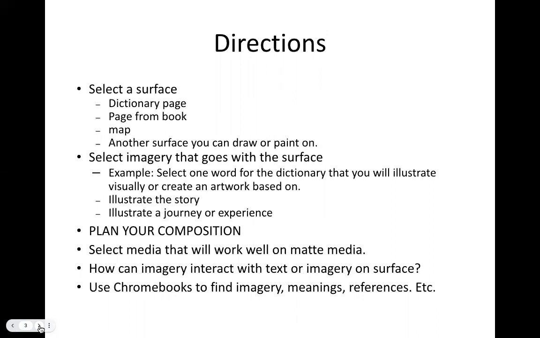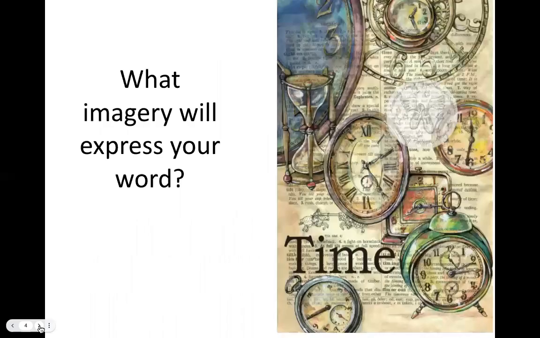You're going to want to plan out your composition and what kind of imagery you're going to superimpose on top of this before you actually do it. Just like any sort of artwork, we want to think about our composition and our arrangement before we actually draw on the surface. Tracing paper is a great way to draw and sketch on top of an image without damaging that surface. You really want to think about how the imagery is going to interact with the text or the images that already exist on the surface. And if you have to find any additional references, feel free to use your Chromebooks.